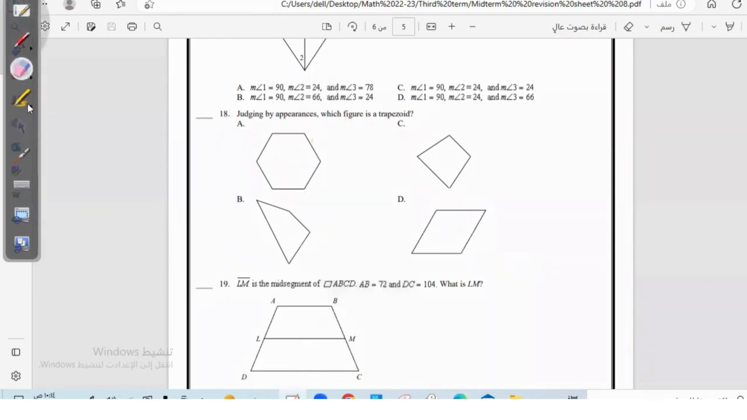Now, number 18. Judging by appearances, which figure is a trapezoid? Which one is the trapezoid here? C. Why C? Because a trapezoid has only one pair of parallel sides. So it's going to be C.